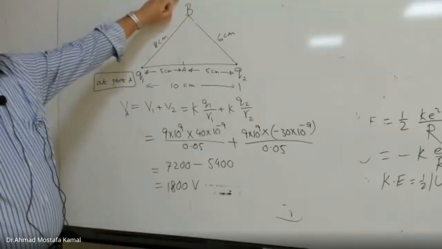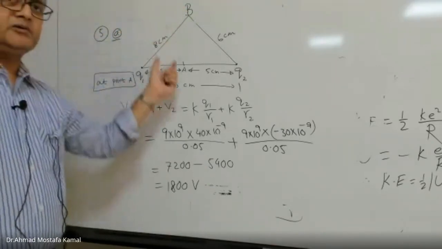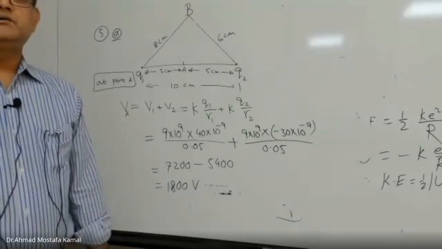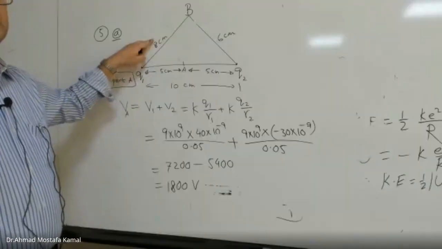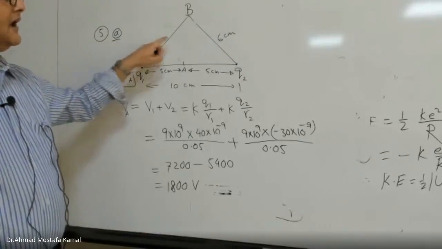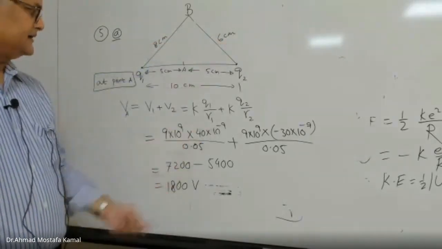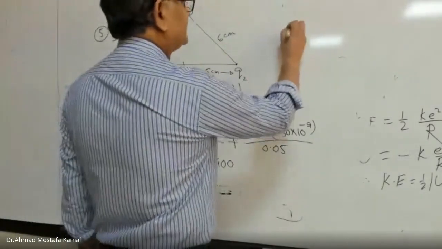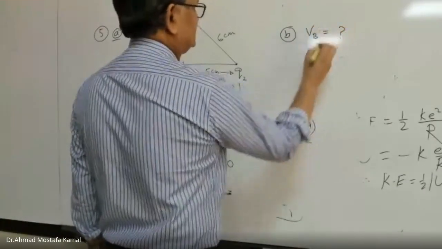Right, point A potential কত? So change টা কোথায় আসবে? শুধু R1, R2. R1 কত? 8 centimeter. That means 0.08 meter, right? And 6 centimeter is R2, 0.06 meter. Put them and find the value VB. So in number B, you have to find out VB in the same way.